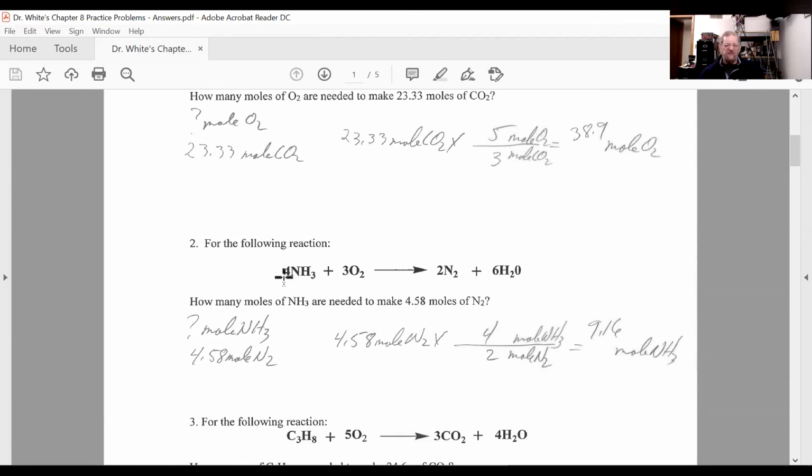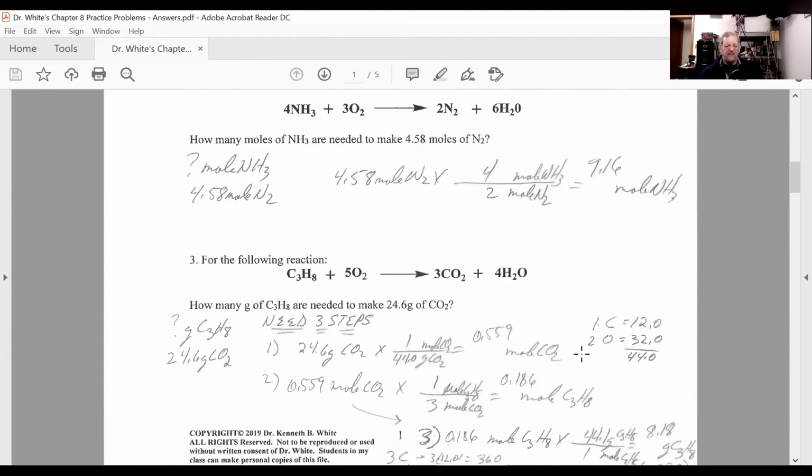This tells me 4 moles of ammonia react with 3 moles of oxygen to make 2 moles of nitrogen and 6 moles of water. Well, what's the relationship between ammonia and nitrogen? 4 moles of ammonia make 2 moles of nitrogen. And notice moles of nitrogen cancel out, and I'm left with moles of ammonia, which is what I want. These numbers, 2 and 4, the coefficients of balanced chemical equations, are exact numbers and play no role in significant figures. So notice here I have 3, my answer is 3.